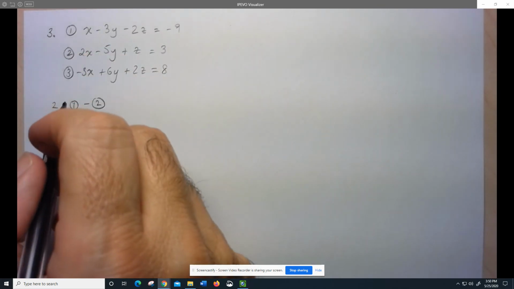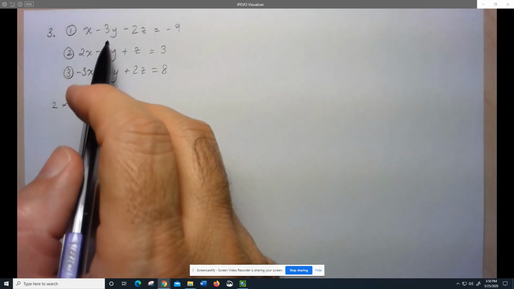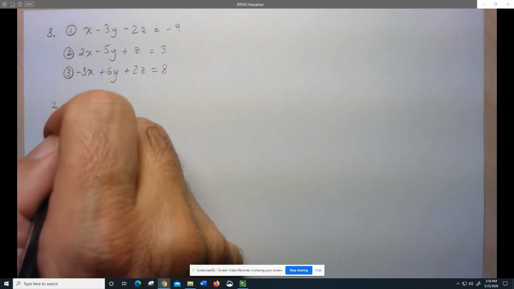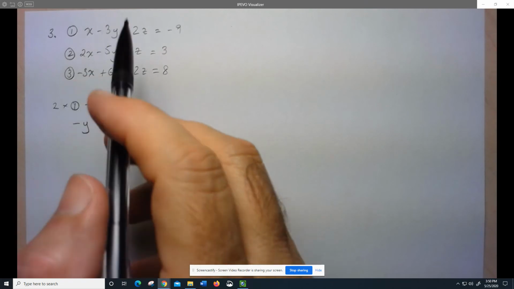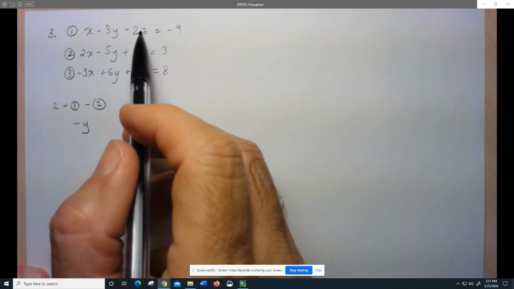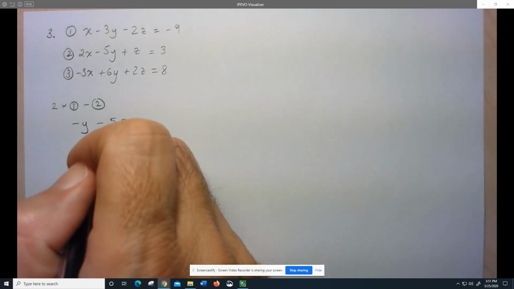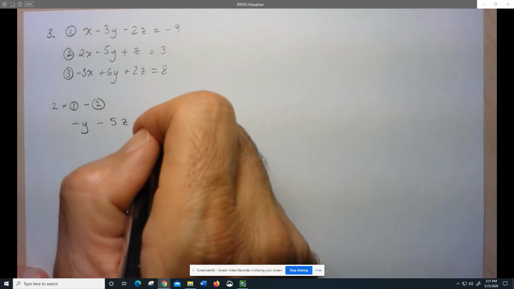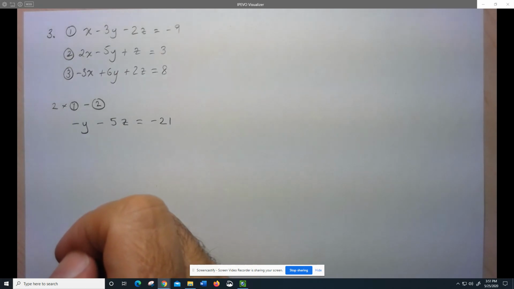So 2x minus 2x is 0, okay? Negative 6y minus negative 5. So negative 6y plus 5 is negative y, all right? And then here, what do we have? Negative 4 minus 1, negative 5. So negative 5z, all right? And then here we've got negative 18 minus 3, negative 21, okay? So that works out nicely.